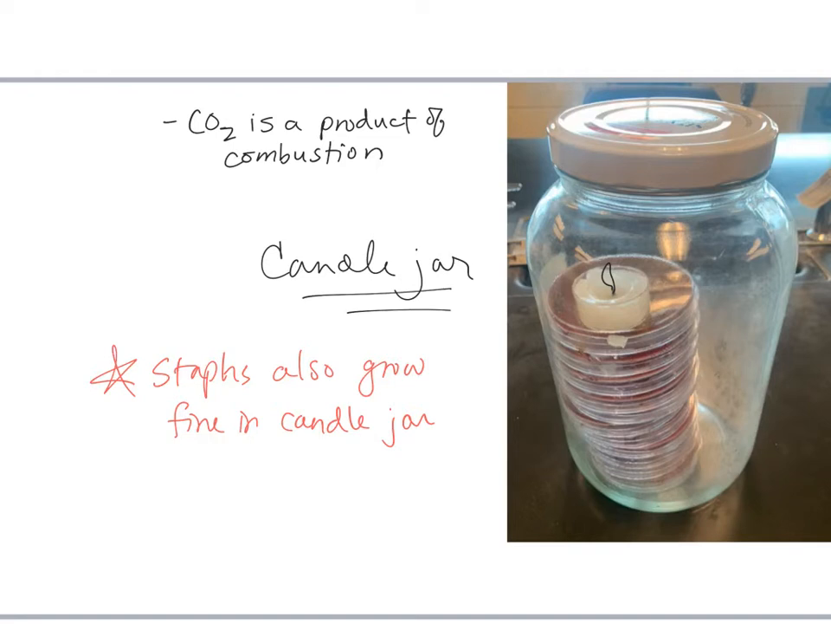So the importance of that is when it's time to do your unknown and you don't know what kind of gram-positive you have growing on your plate, if you don't know if you have staph or strep, then you're going to want to put it in a candle jar, because the staphs don't really care one way or the other. Okay, they're so flexible, they can grow in CO2, they can grow without it. Okay, but your streps are not going to grow as well unless they are in a candle jar.